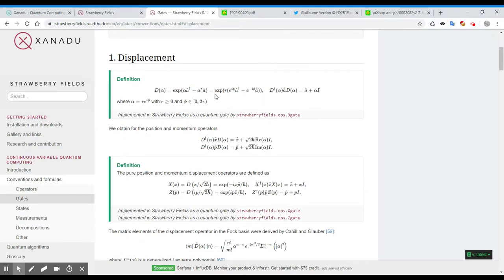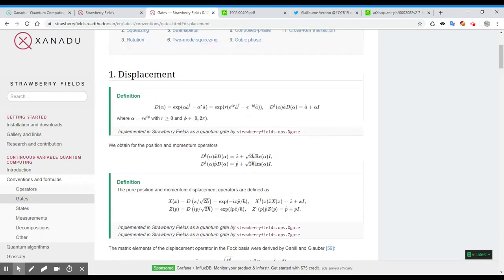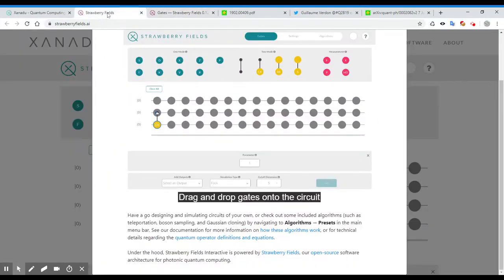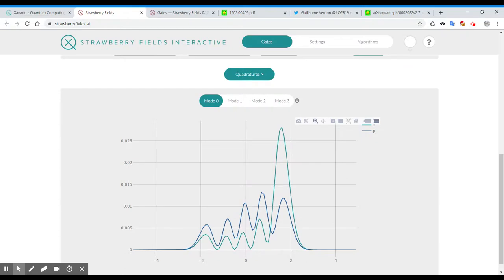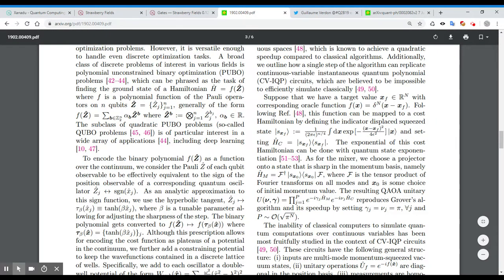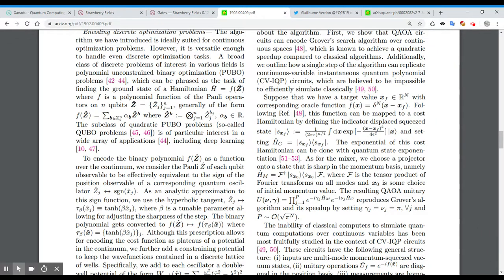Displacement does whatever it is. The position of momentum operators. That's gonna be a tough one to do intuitively. I want to do it intuitively. I really want to do it intuitively.